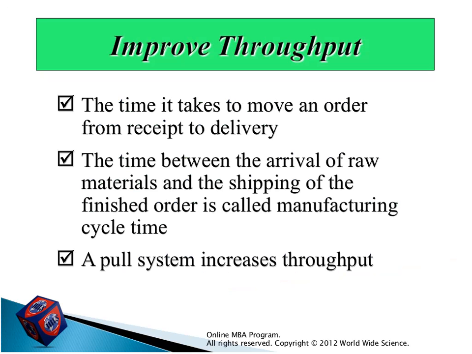Improve throughput. What's the meaning of throughput? Throughput is a measure, usually in time, that it takes to move an order from receipt to delivery. Yes, the time between the arrival of raw materials and the shipping of the finished order is called manufacturing cycle time. A pull system increases throughput.